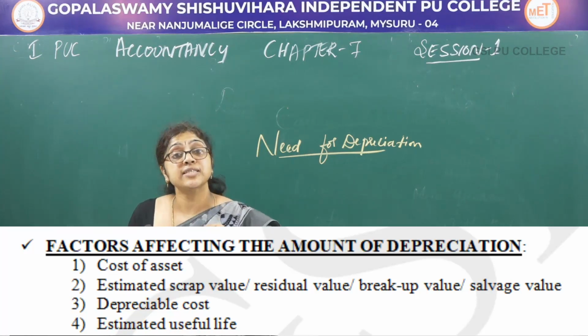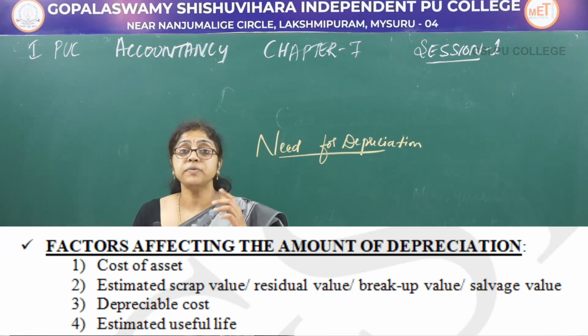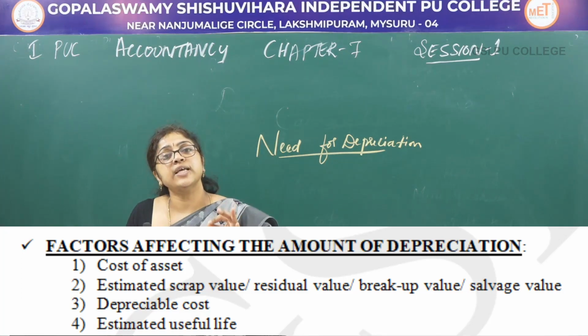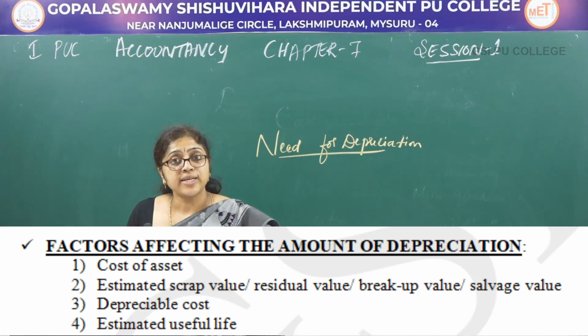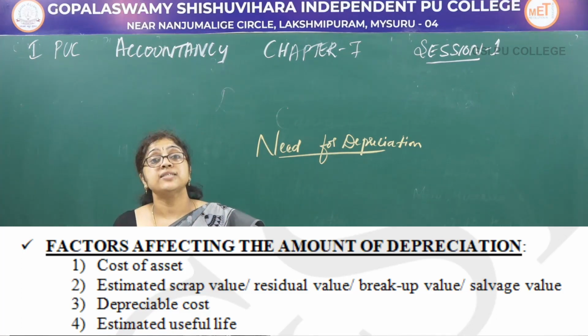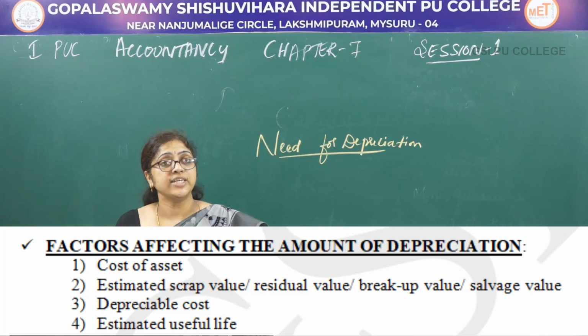Next one, the factors affecting the amount of depreciation. First one is cost of asset. Cost of asset includes invoice price and other costs which are necessary to put the asset in use or working condition.